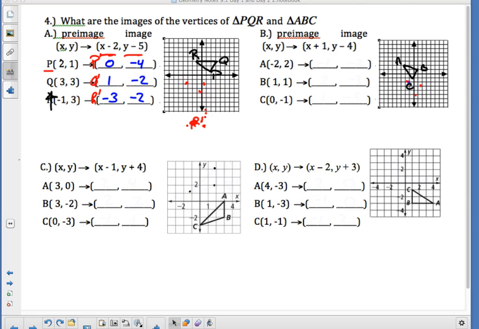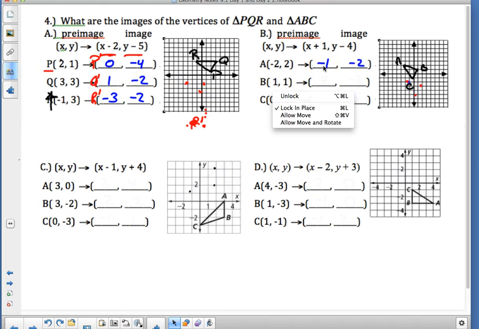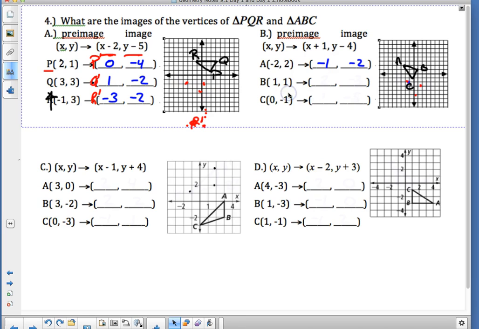Okay, so here's the story, Morning Glory. We are going to add 1 to all the x's, subtract 4 from all the y's. So A is going to be add 1 to negative 2, which is negative 1, and subtract 4, so it's negative 2. Negative 1, negative 2. Here, I'm going to add 1, and then I'm going to subtract 4. So I've got 2, negative 3. And here I got 1, negative 5.